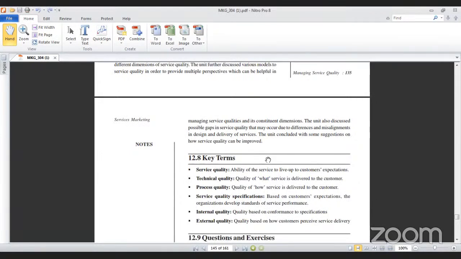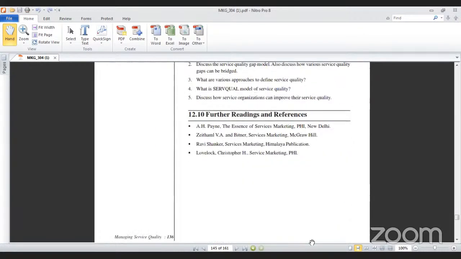Measuring service quality: technical quality, process quality, service quality, specification, internal quality, and external quality.